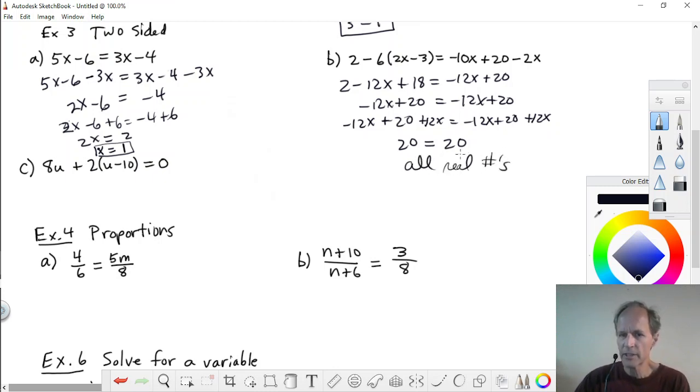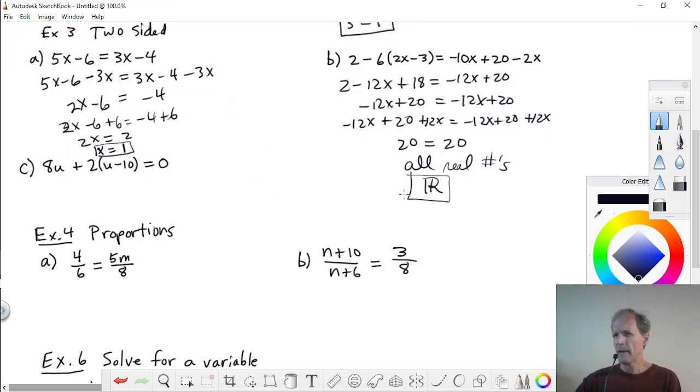Whenever you have a situation like this, maybe you'll remember all real numbers, but if you don't remember, stop and think. Okay, 20 equals 20. That's always true. So no matter what x is, that's true. And so all real numbers are a solution. It can also be written like that. It's a special symbol that means all real numbers. So you can write it either way. That's it.